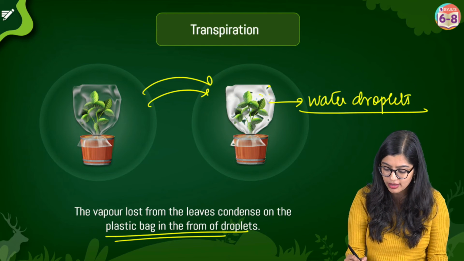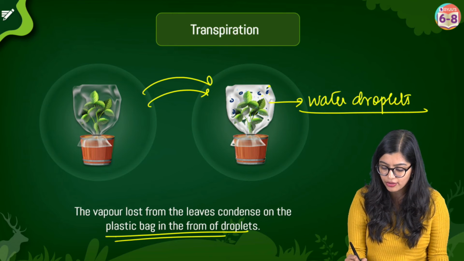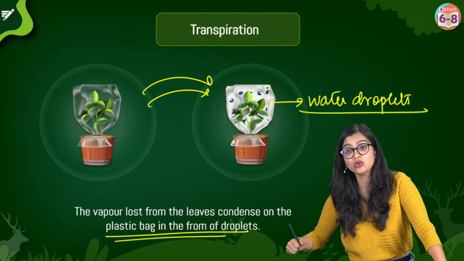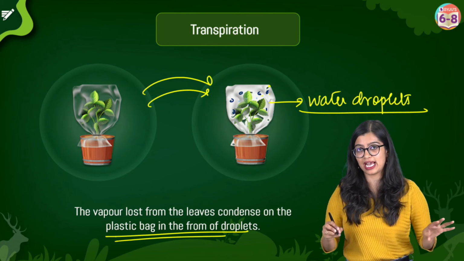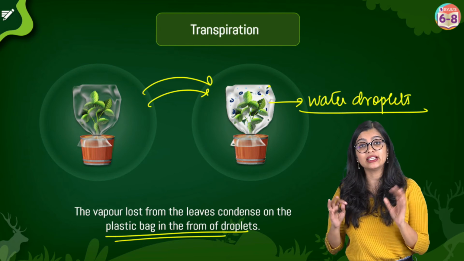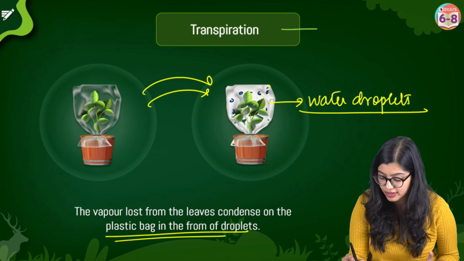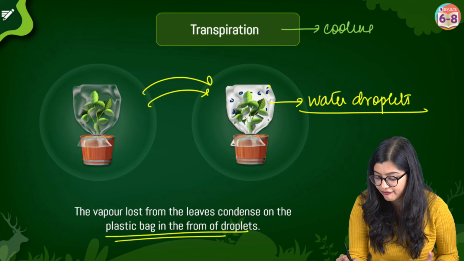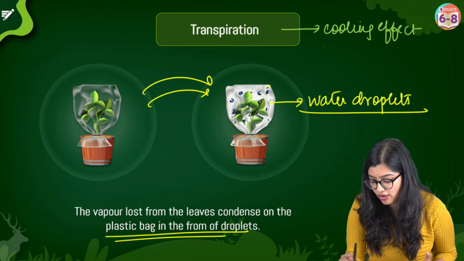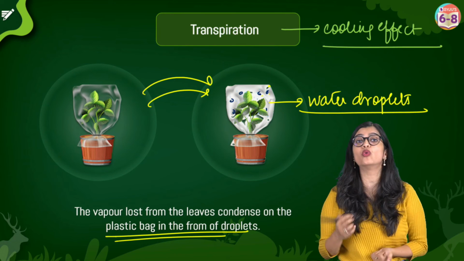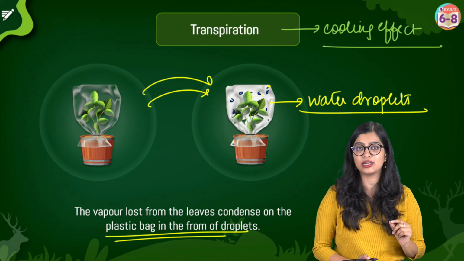So let me use a blue color. You will find droplets of water on the surface, which tells us that transpiration has taken place. Transpiration is very important because it tends to have a cooling effect. Apart from just getting rid of excess water, it also gives a cooling effect to the plants. So this is very, very important.